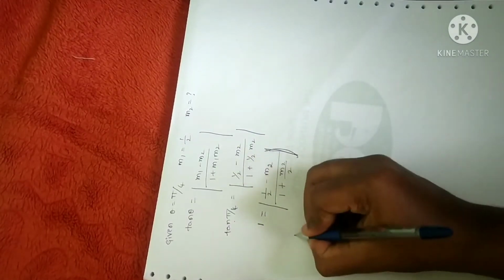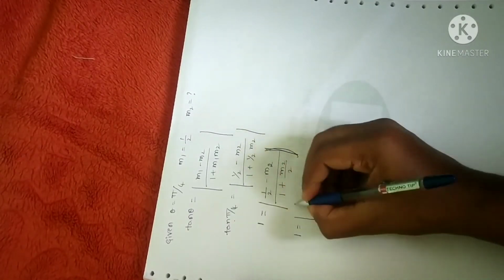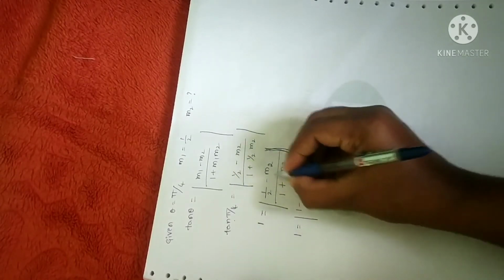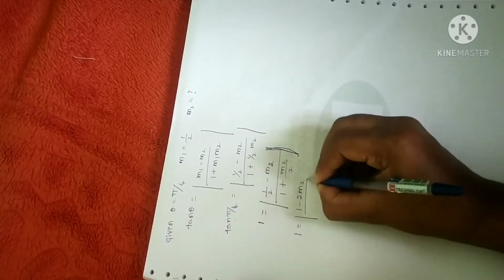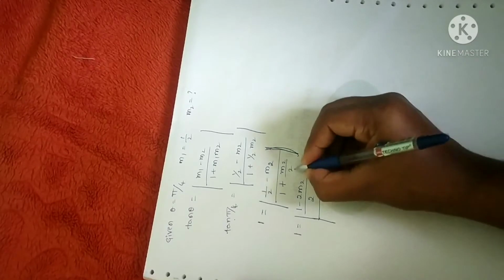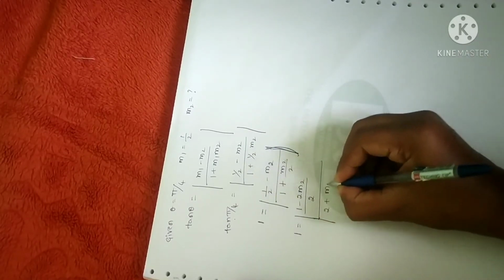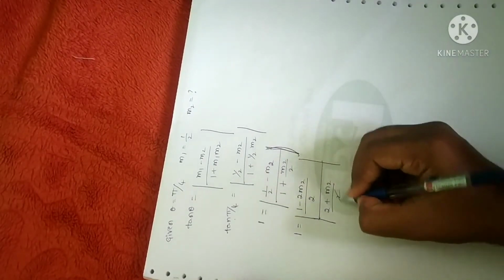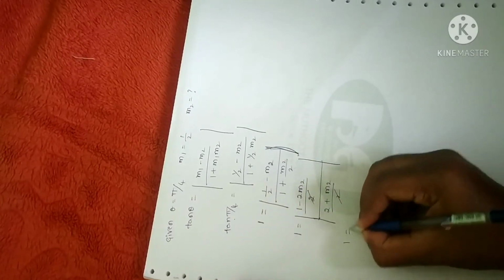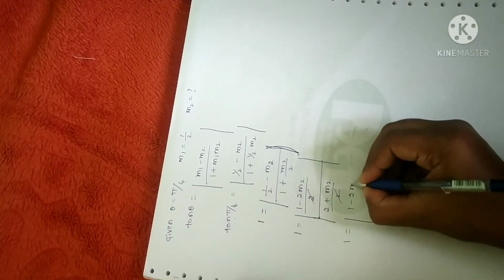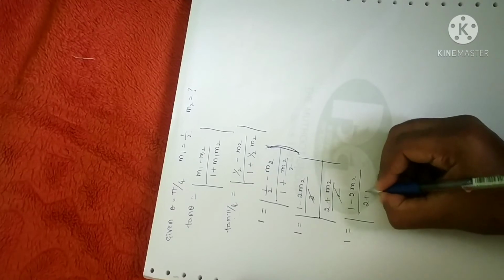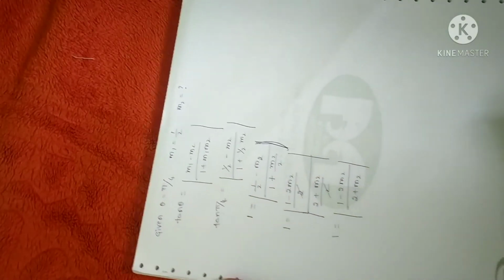Magnitude it is. Now do the LCM, simplification. 1 minus 2m2 divided by 2, divided by 2 plus m2 by 2. 2 and 2 get cancelled. What you are left with is 1 minus 2m2 divided by 2 plus m2.